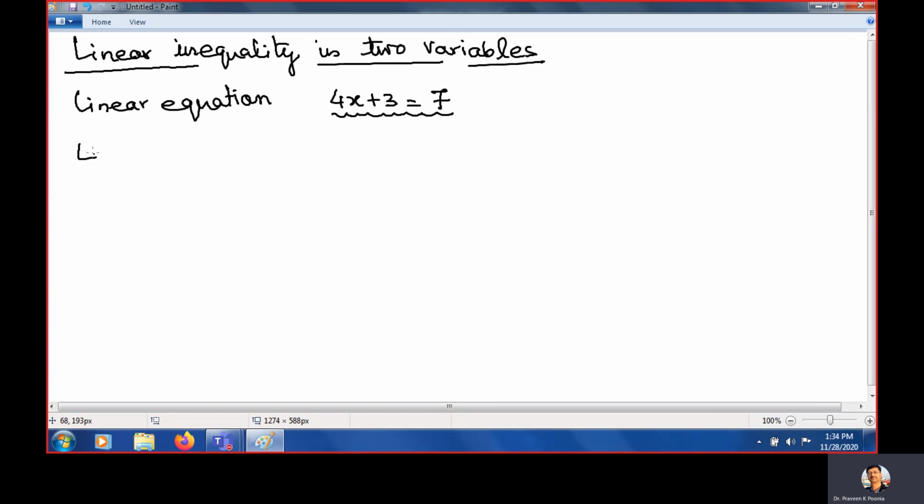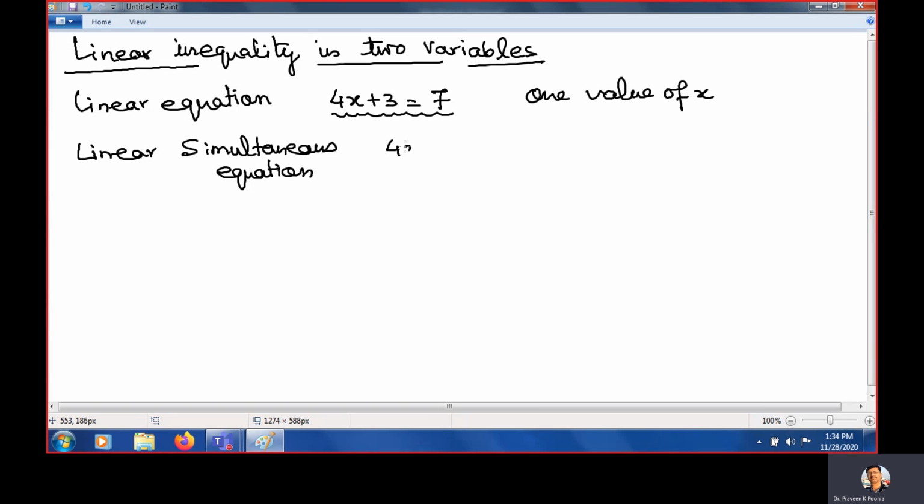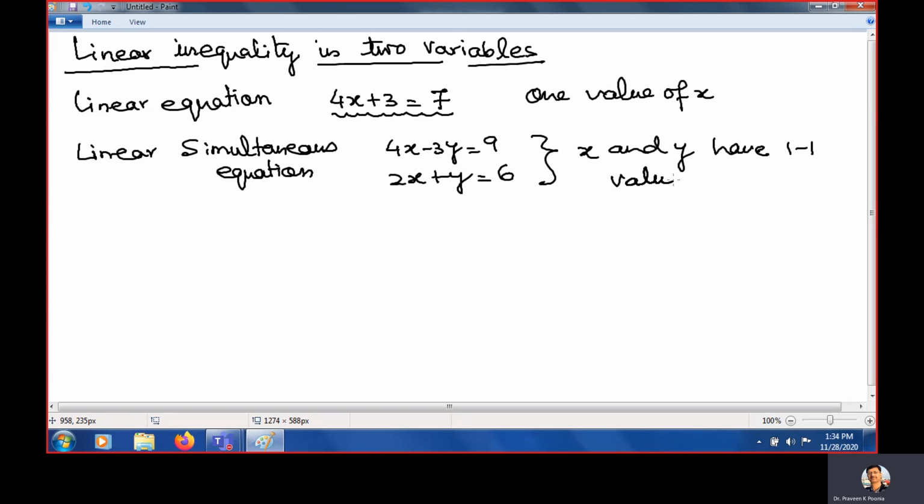This is a linear equation. Then in the next lecture we studied linear simultaneous equations. What was here? Here we have only one solution, one value of x. So if we have the equations 4x minus 3y is equal to 9 and 2x plus y is equal to 6, here also x and y have one value, meaning only a single solution. Clear? That we studied. Now in the next lecture we study linear inequalities.